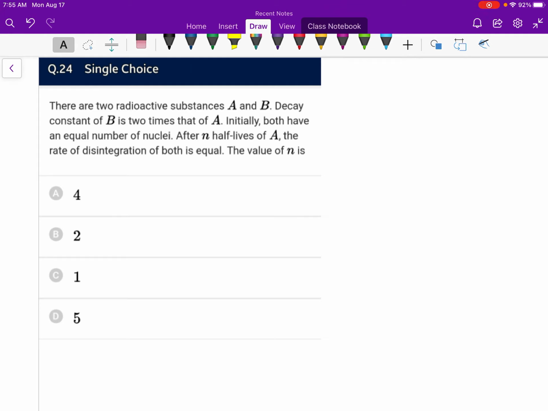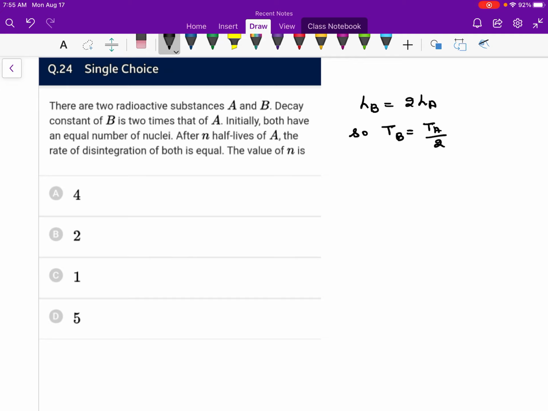There are two radioactive substances. Decay constant of B is 2 times that of A. So lambda B is twice lambda A. So the half-life of B is half of the half-life of A. Now both have an equal number of nuclei. After n half-lives of A, the rate of disintegration of both is equal.